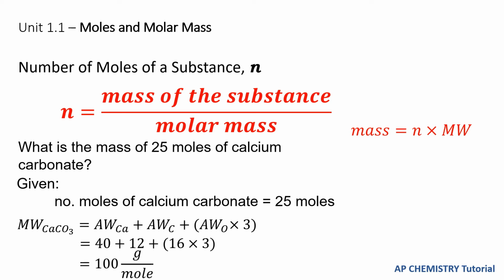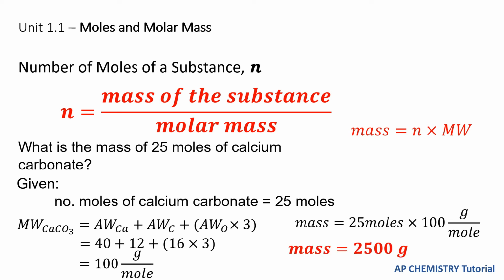So we can use this to solve for the mass of calcium carbonate. We simply multiply the number of moles, 25 moles, times 100 grams per mole. As you can see, the unit of moles will be cancelled out, leaving us with the unit of gram. So the mass of 25 moles of calcium carbonate is equal to 2,500 grams. So that is how we solve the mass of a substance given the number of moles.